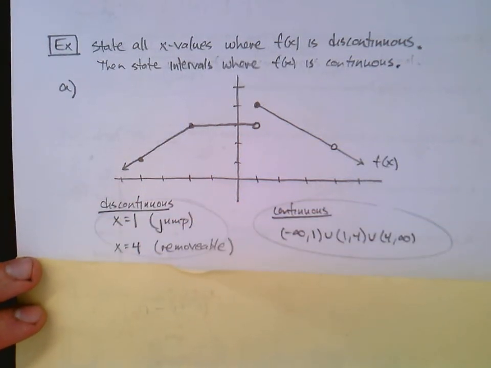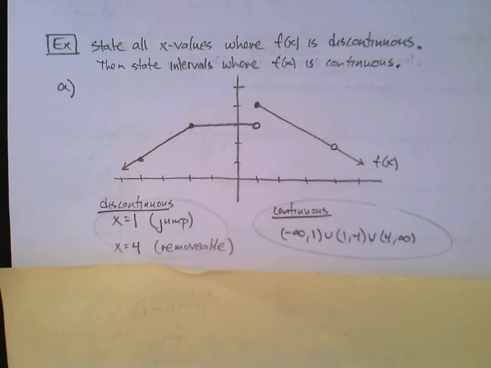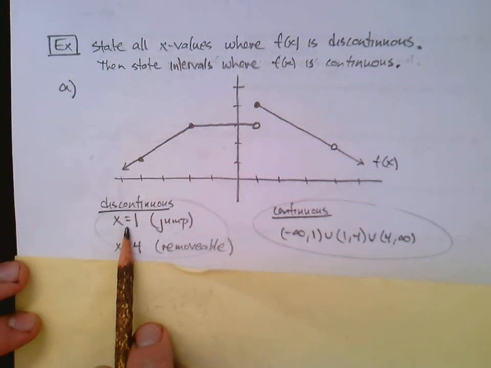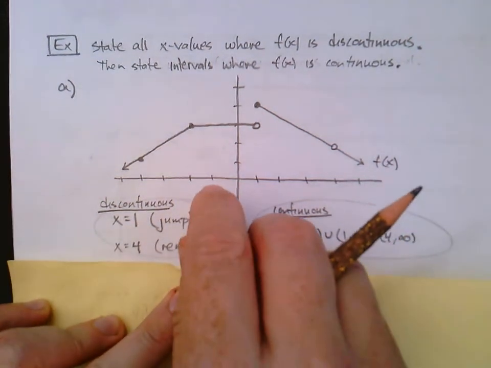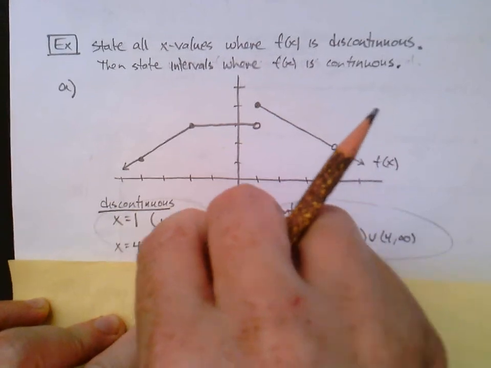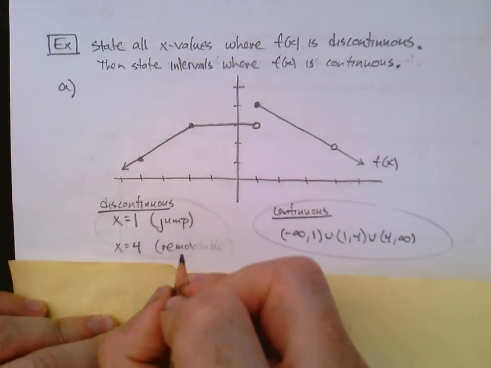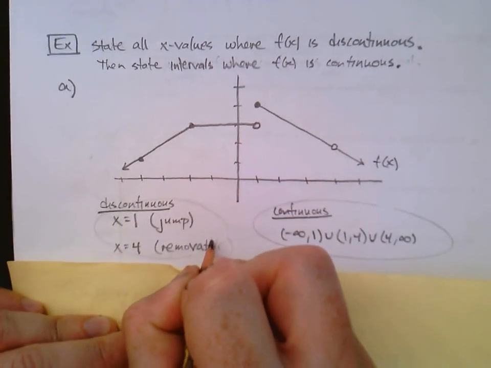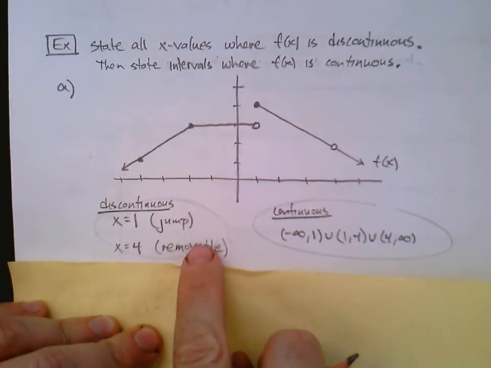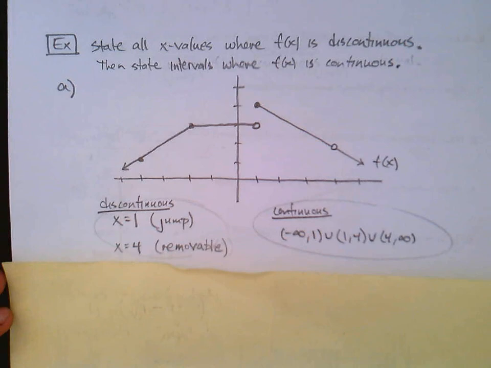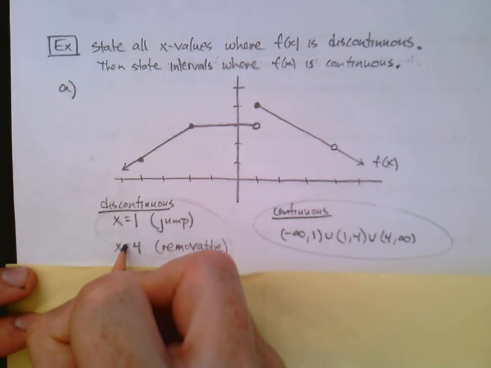And I'll just show you everything here. Now, this question, so there's our answers. X equals 1, x equals 4. Now, if we wanted to go a step further and be prepared for this, I forget what the homework does, but definitely be prepared for it on a quiz or a test. Be prepared to name which type of discontinuity is occurring at which x value.